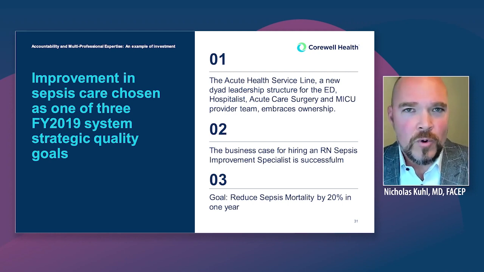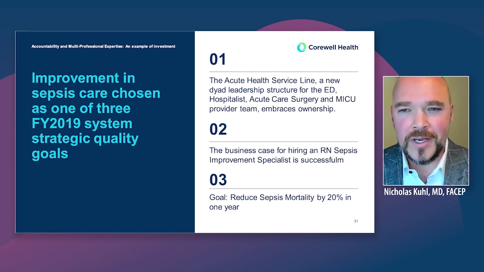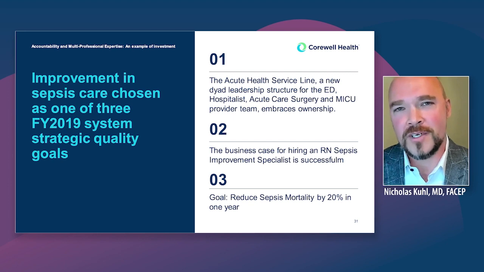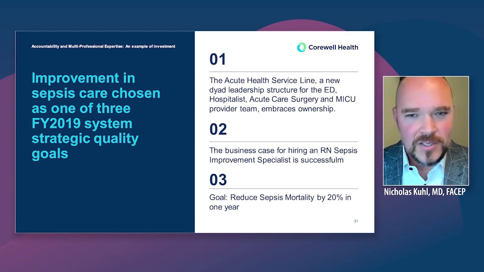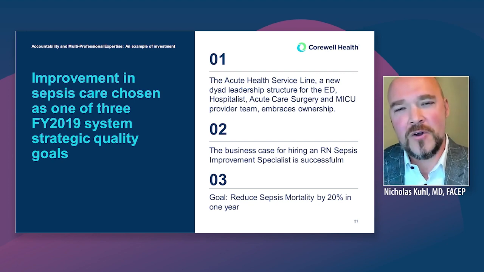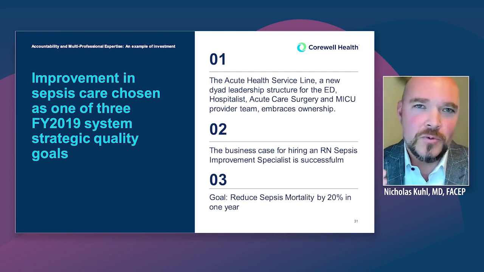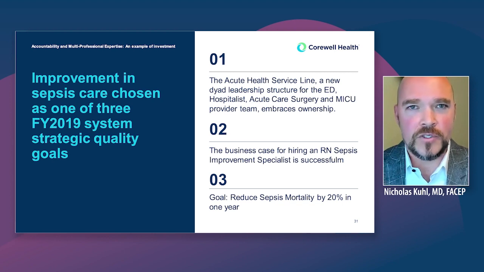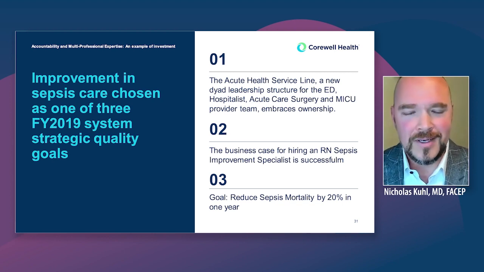With their support, we created a business case and decided it was time to hire a sepsis coordinator. And we found an excellent colleague, an RN sepsis improvement specialist that joined our team. It's cut off slightly on my screen, but we set a goal, number 3, that we needed to reduce the mortality by 20% in that first year. So we tried to push ourselves. Next slide.